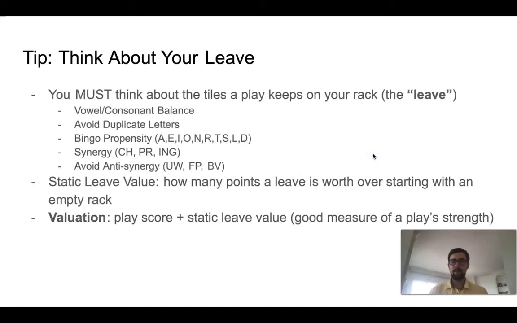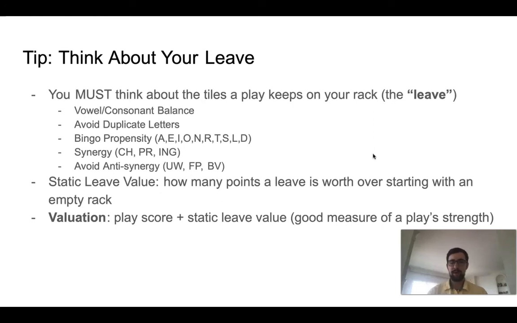It's very important that whenever you make a play, you carefully consider what tiles you're leaving behind on your rack, also known as your leave. There's a bunch of things that can go wrong if you keep certain combinations of letters. For instance, if you have bad vowel and consonant balance. Let's say I make a play with 3 tiles on my rack, so that means I'm leaving 4 tiles behind before I replenish my new 3 tiles from the bag.